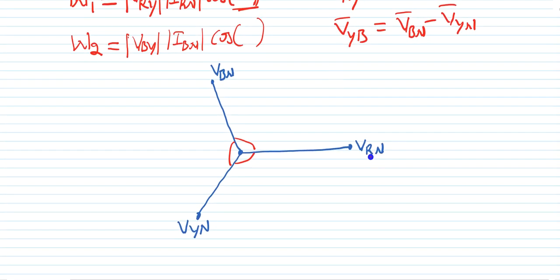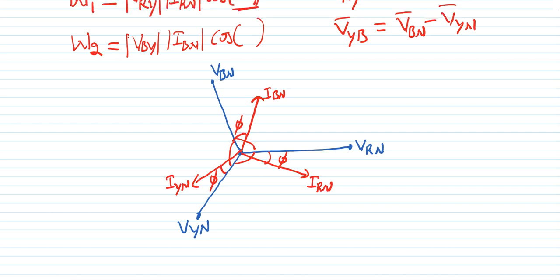Therefore, the phase current is IRN, and this IRN is lagging VRN by the angle phi. That is what I am showing here. Similarly, VBN and IBN: IBN lags by the angle phi again. Similarly, this is IYN, lagging VYN by the angle phi. This is what I am showing here.